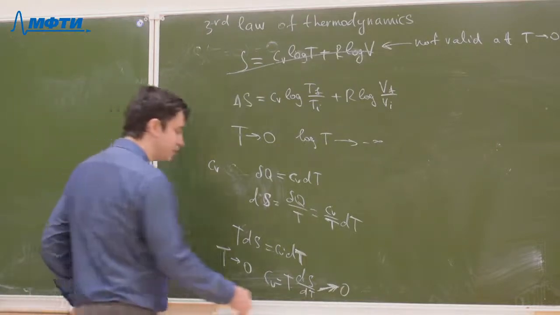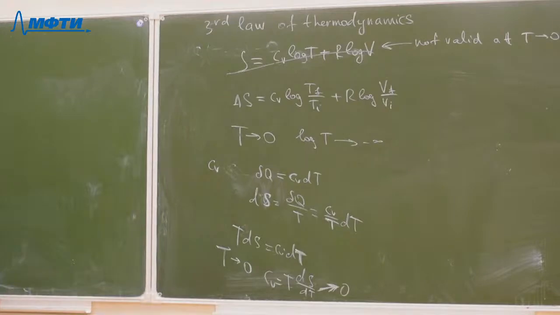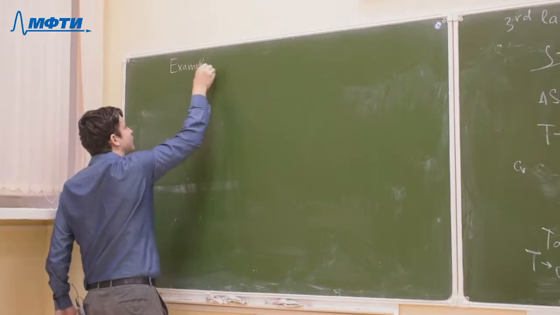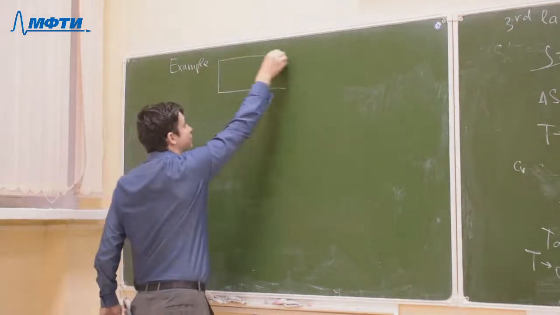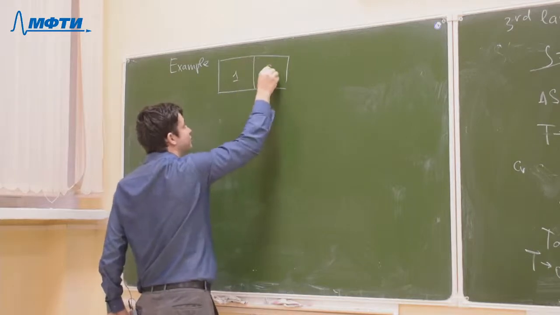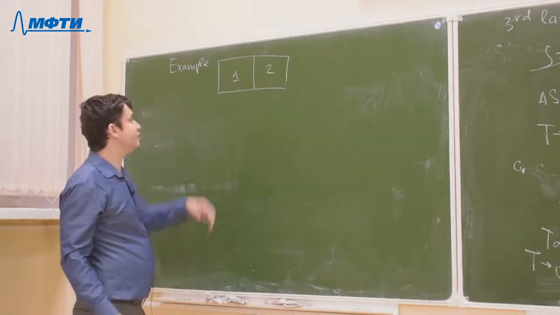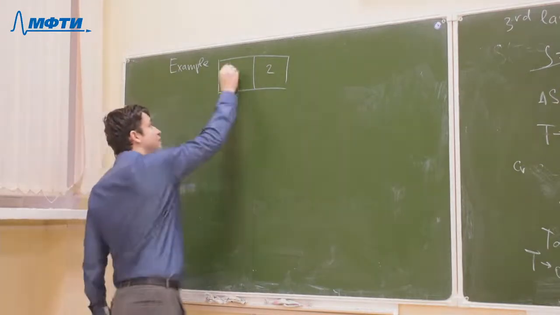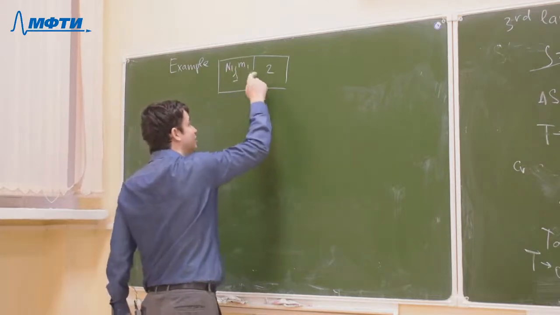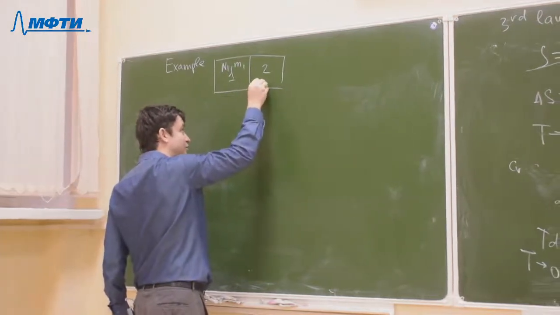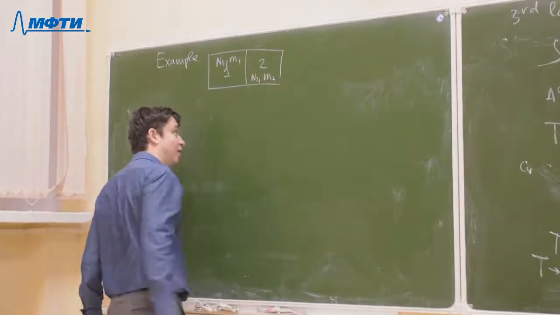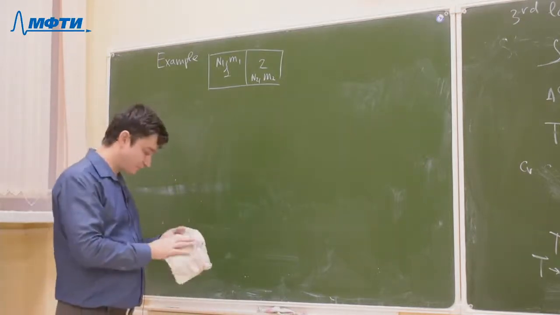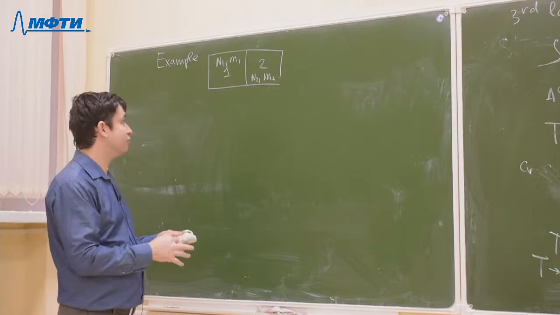Next, I would like to discuss what happens when we mix two gases. So let's consider another example. Let's say we have a vessel number 1 and a vessel number 2. And this vessel number 1 is occupied by N1 molecules which have mass of M1. And vessel number 2 is occupied by gas number 2, with N2 molecules, and each molecule of this gas has mass which is equal to M2.